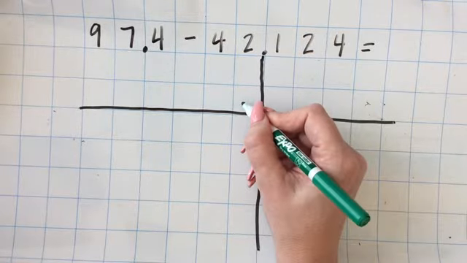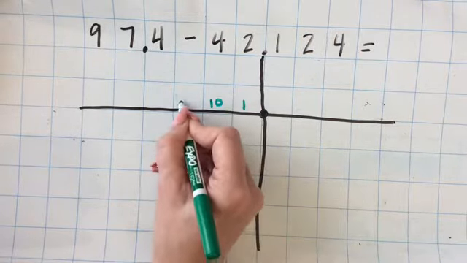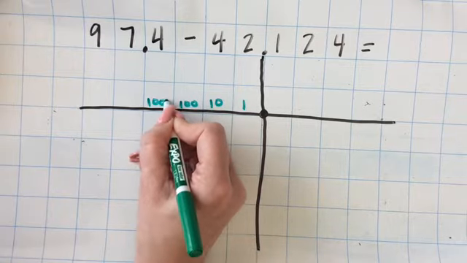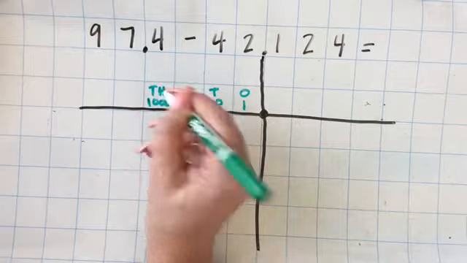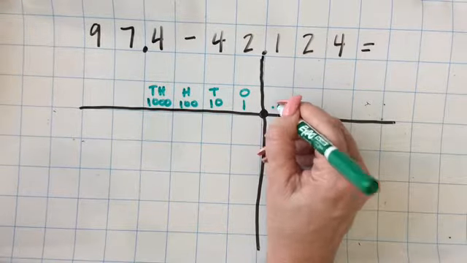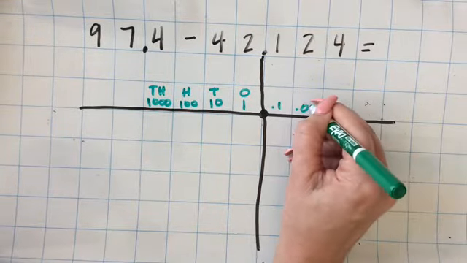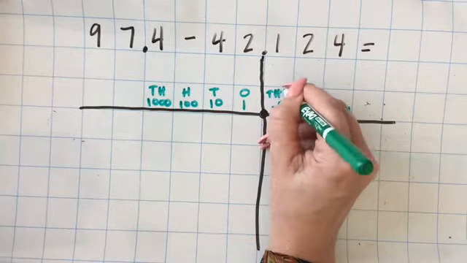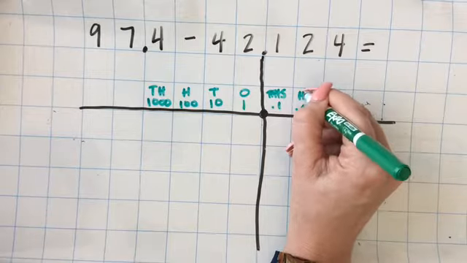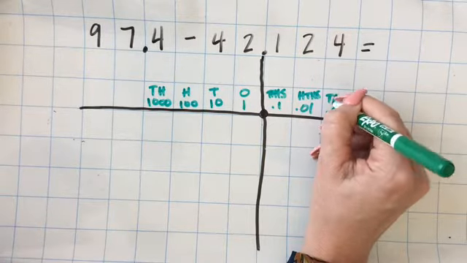Well, I have my ones, my tens, my hundreds, my thousands. So ones, tens, hundreds, thousands. On the other side, I have my tenths, my hundredths, and my thousandths. So tenths, hundredths, thousandths.